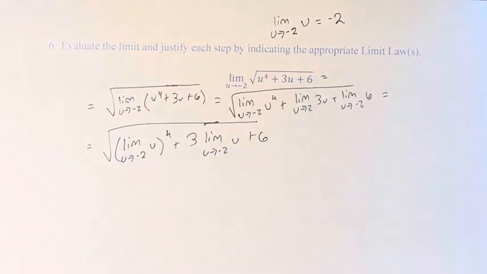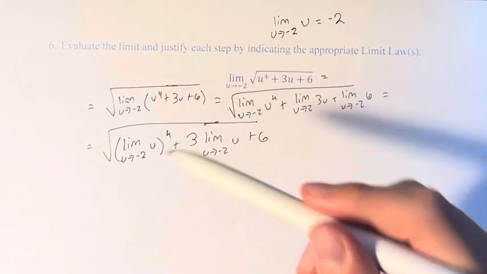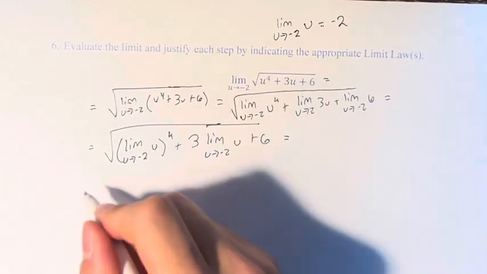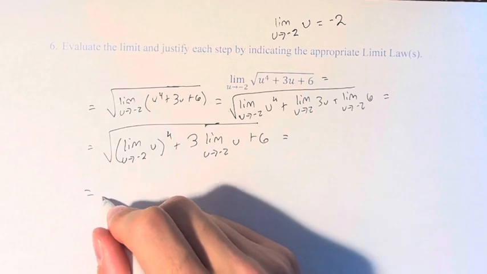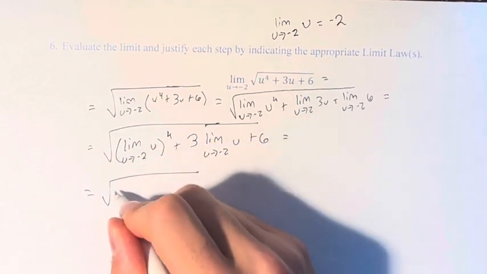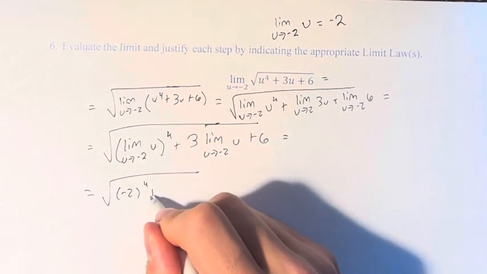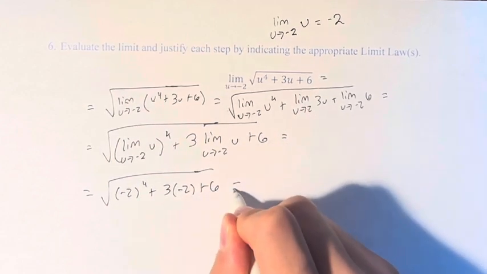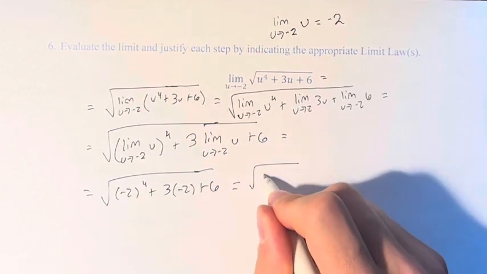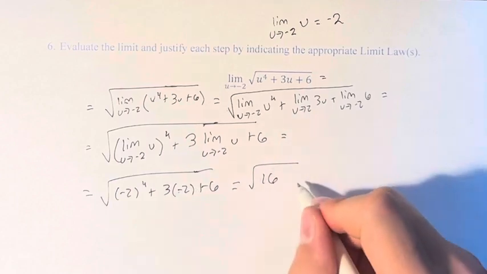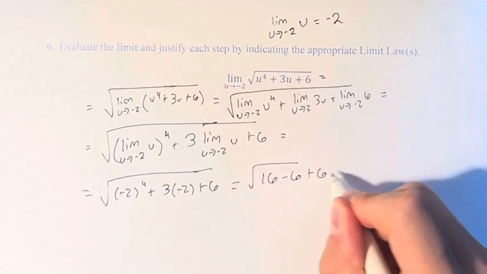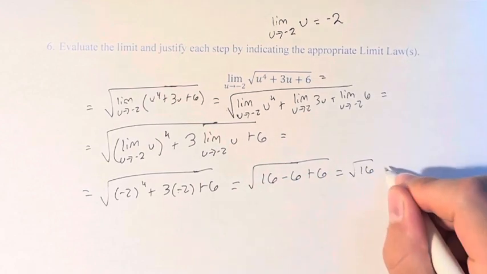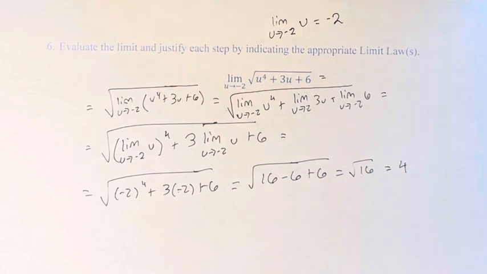Now we have, like I said earlier, this in terms of these individual limits of u. So now we can plug in, because we know that this is equal to -2: -2 to the fourth plus 3 times -2 plus 6. -2 to the fourth is 16, 3 times -2 is -6, plus 6. 16 minus 6 plus 6 is 16, and the square root of 16 is 4.